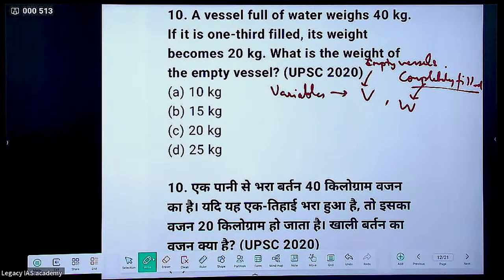Now just solve it, you will be able to solve this equation. What are you getting? Yeah, this is fine. What you got? 30. This is W. But what is it asking you? You have found it correct.